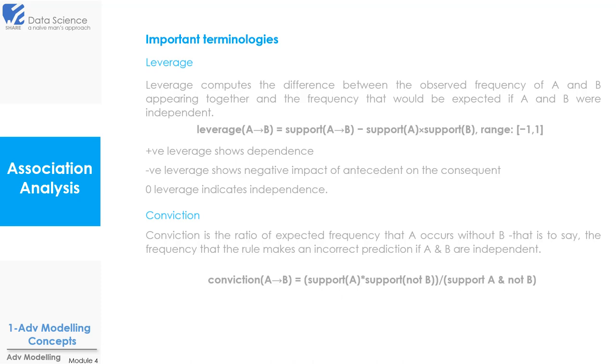After that we have conviction. Now conviction is the ratio of the expected frequency that A occurs without B. In other words, it is the frequency that the rule has made an incorrect prediction if A and B are independent. Conviction of A to B is given by the formula as shown here. Now obviously you don't have to remember all these formulas. I am just showing you so that you are aware of these things.